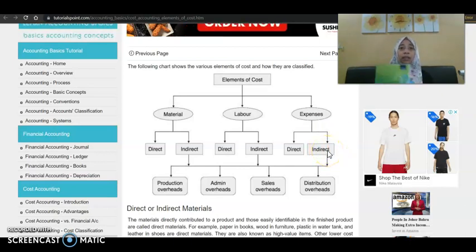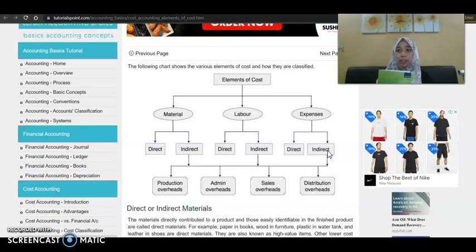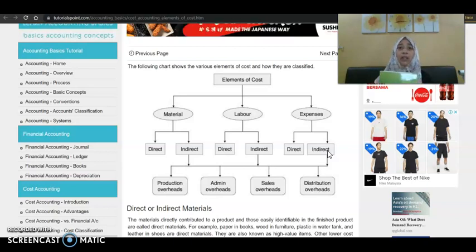Okay, in the production of the book, you will also incur various other costs. So various other costs will be classified. For example, in the factory, do you need electricity? If you need the electricity, you have to pay for the bill. So if you have to pay for the bill, the cost of that electricity is called the indirect expenses.